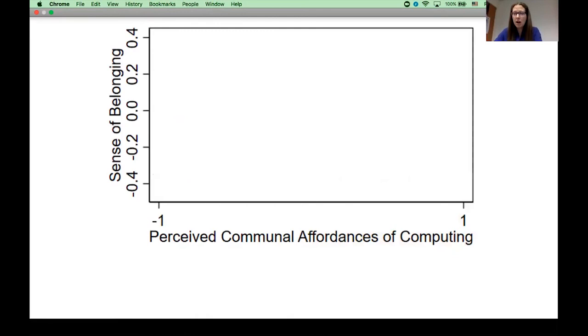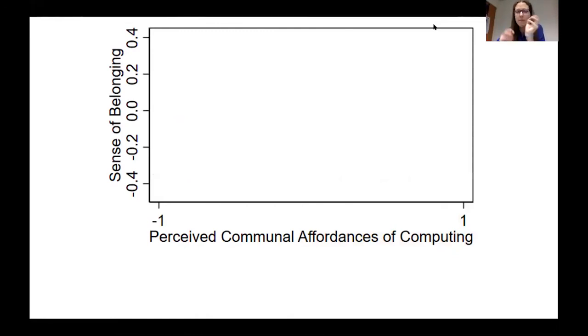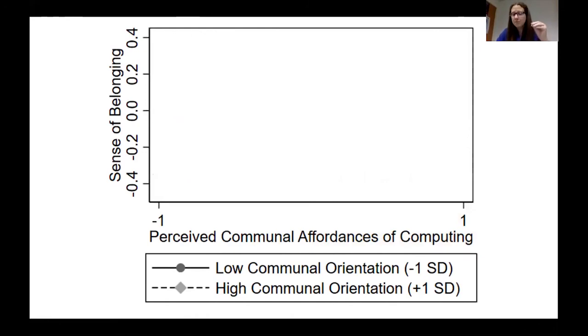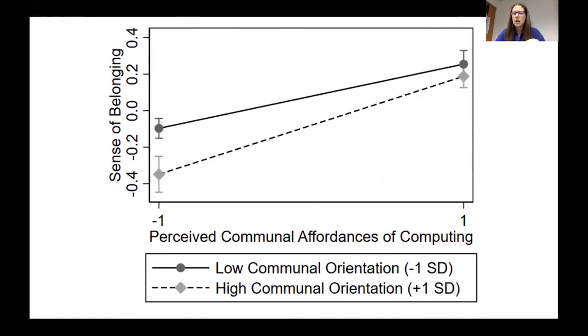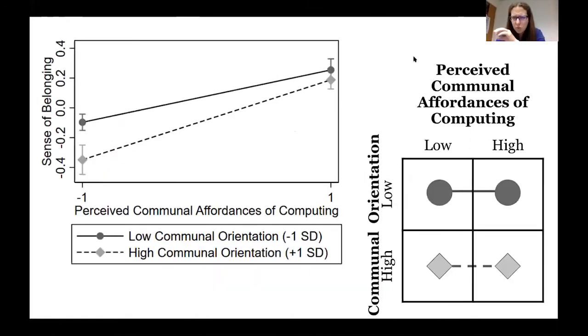This next graph is a little hard to make sense of, because we're working in 3 dimensions, but let me talk you through it. So it's perceived communal affordances of computing, like what can computing offer, and then sense of belonging on the left, and these are all normalized so that the mean is 0, and then the 0.2 is 0.2 standard deviations. And then the circles are low communal orientation, and the diamonds are high communal orientation. And then here are the slopes, and then I'll put that grid back on there.